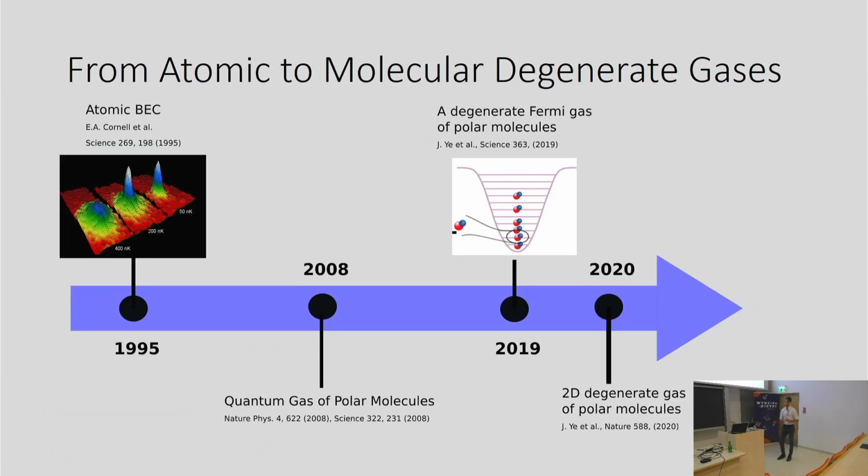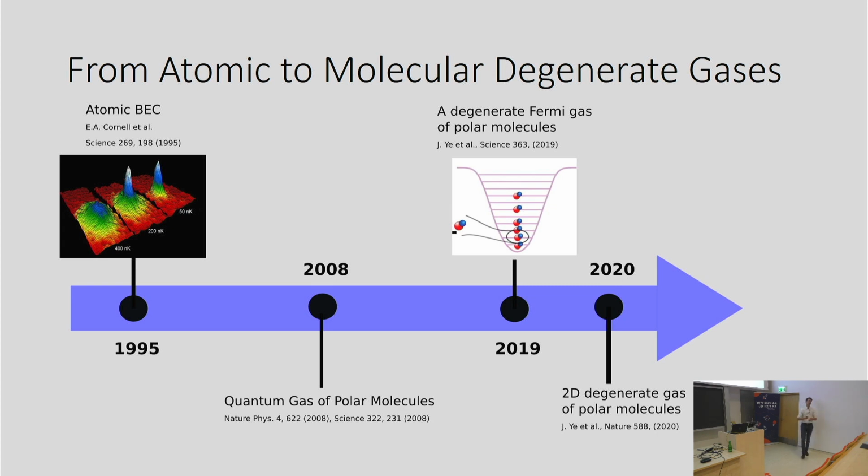So maybe let me look back a bit. A lot of things have happened, and molecules are hard. If you think back as a student, I was very impressed when I learned that we could create these fully quantum controlled systems in the lab, in the example of the atomic BEC, in 1995.